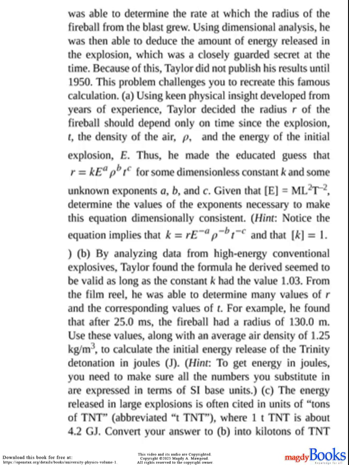B. By analyzing data from high-energy conventional explosives, Taylor found the formula he derived seemed to be valid as long as the constant k had the value 1.03. From the film reel, he was able to determine many values of r and the corresponding values of t. For example, he found that after 25.0 milliseconds, the fireball had a radius of 130.0 meters. Use these values, along with an average air density of 1.25 kg per meter cubed, to calculate the initial energy release of the Trinity detonation in joules (J).